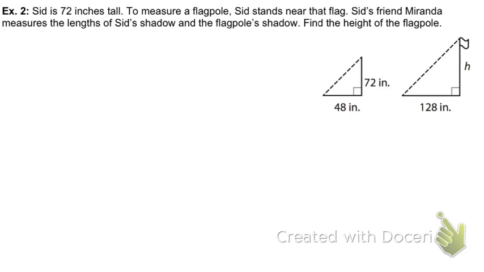So, once again, we have the sun up here. Okay, so look at that. Oh, look how pretty that is. Okay, so we could have some grass over here as well. You know, we could draw Sid in here. We could have Sid over here being 72 inches tall.